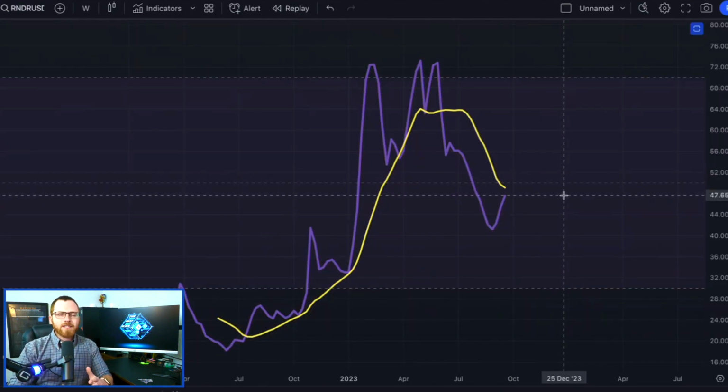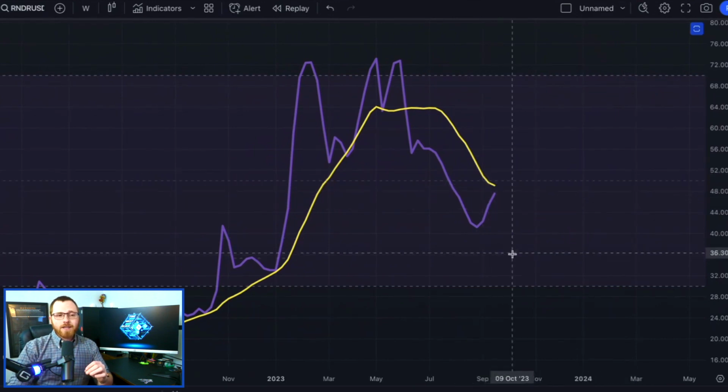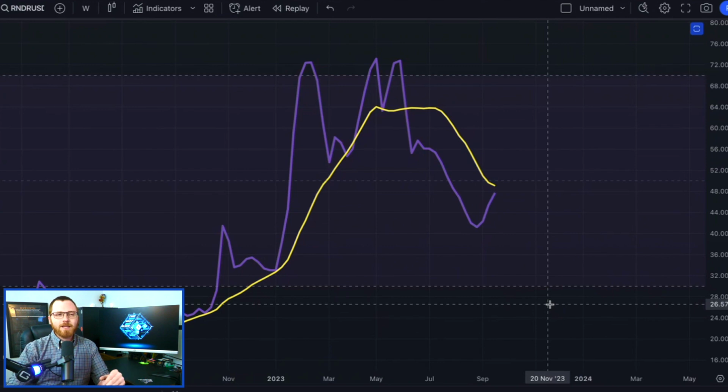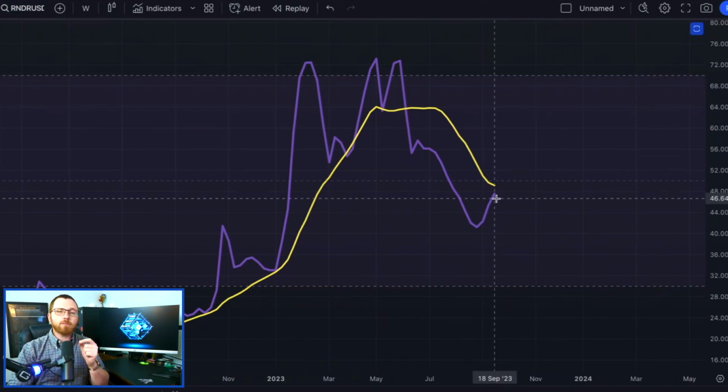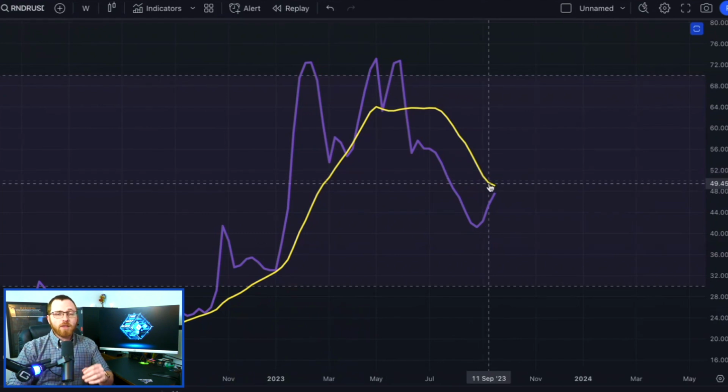Now, if we look at the RSI on the weekly time frame, I personally would like to see the RSI come back down before jumping back in, and that's usually what I like to see. However, if Render can show some strength and get back above this moving average that's associated with it, then Render could be in for another leg up.